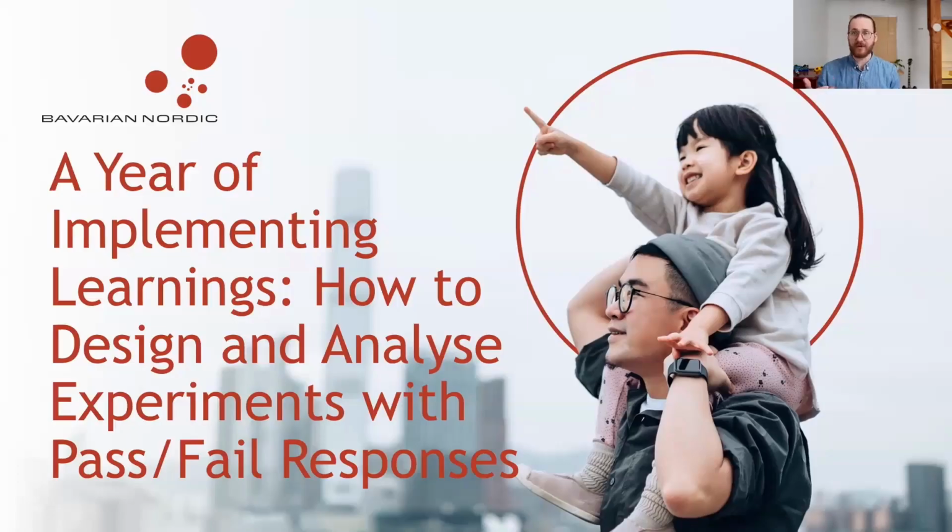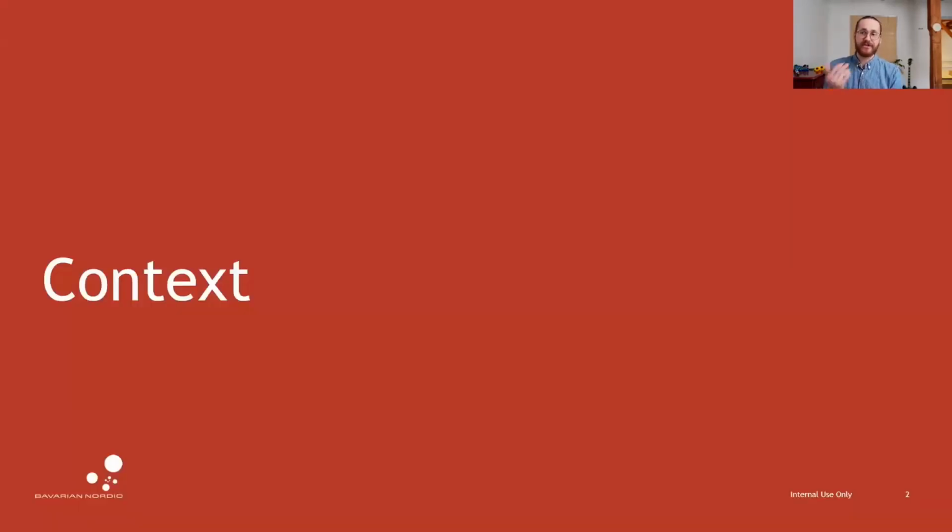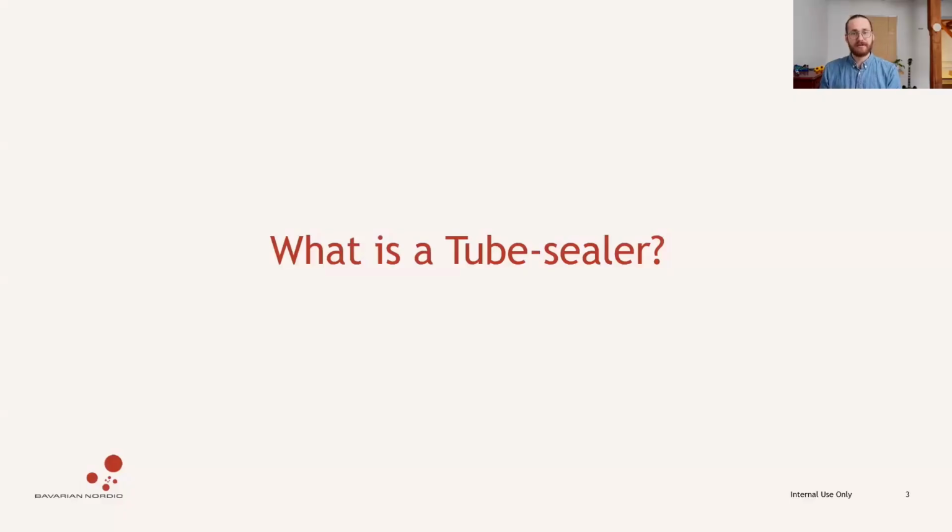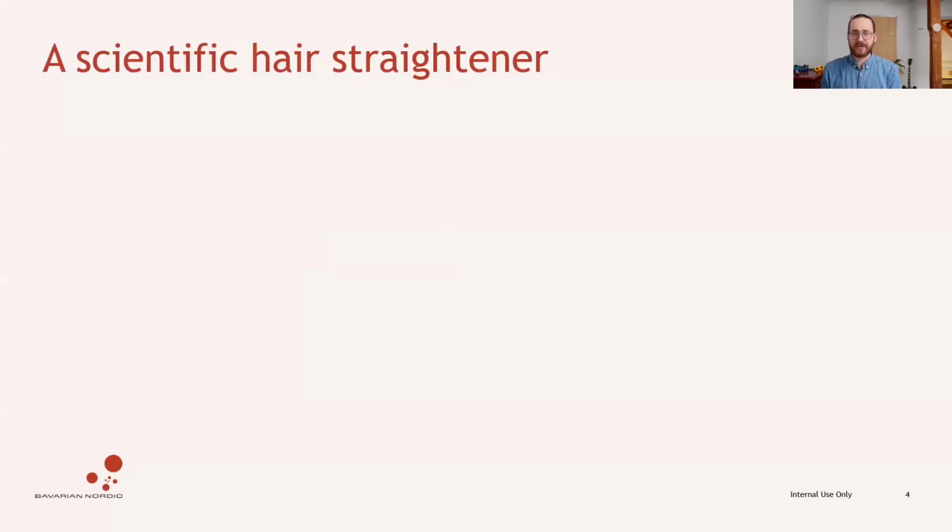I've watched that recording again and again, and I sincerely hope someone will find this recording just as useful as I found yours. So just to give some context on what this design is made on, it's actually made on a tube sealer. Now I realize that most people will not know what a tube sealer is. So really it's just a scientific hair straightener.